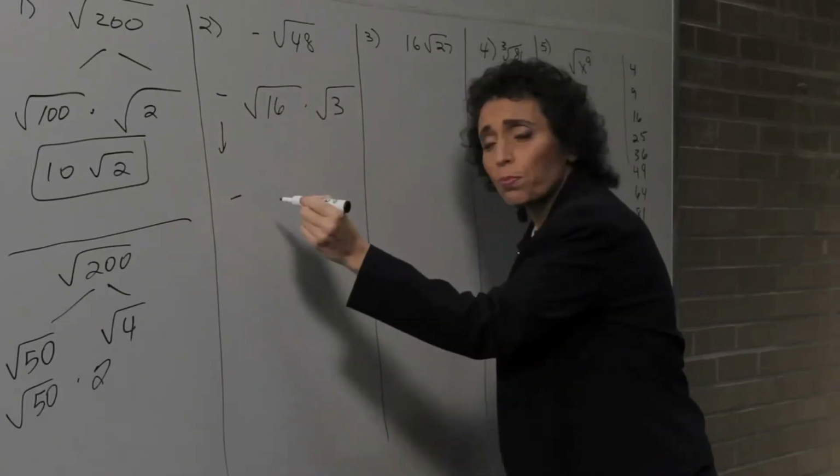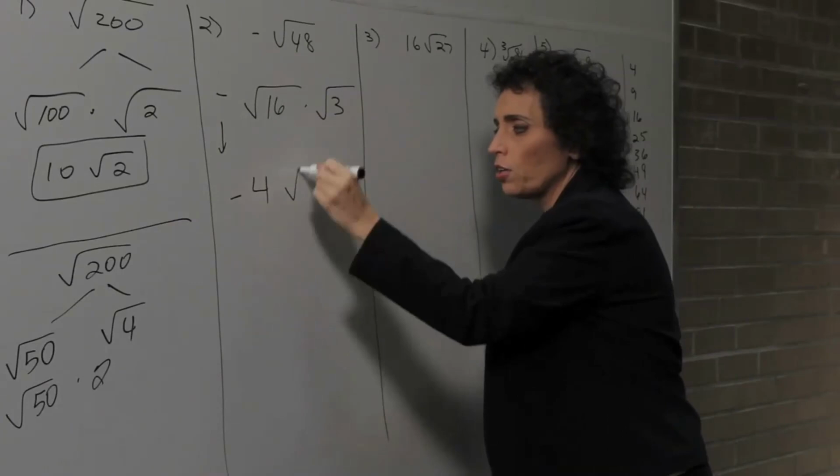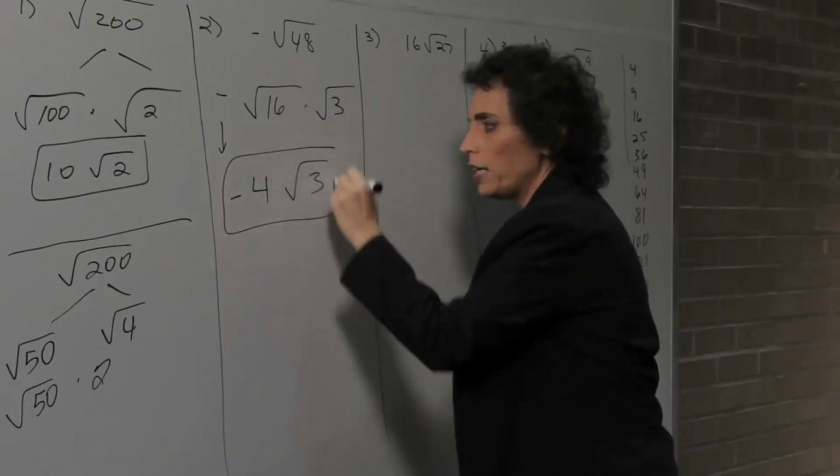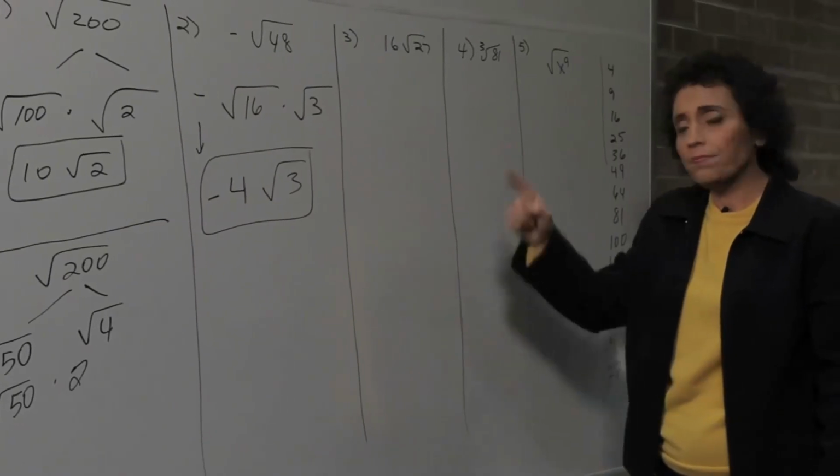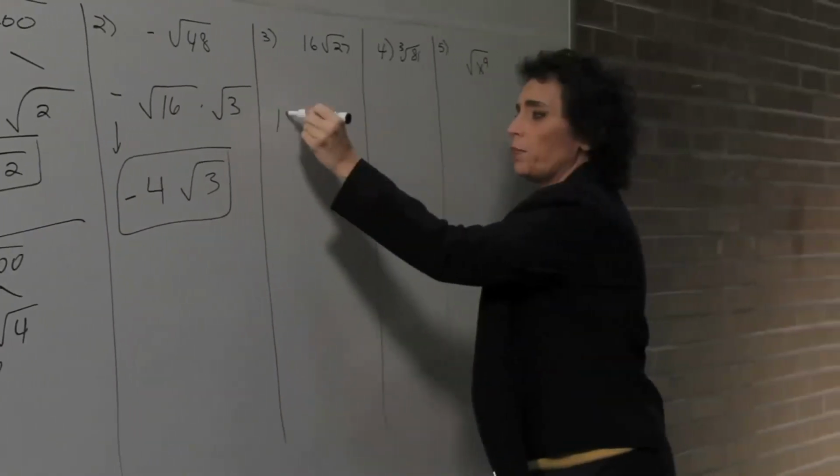Square root of 16, it's perfect. Take it out of the house. Square root of 3. And you are done. That's it. Okay, ready? 16. 16 is an outside number.